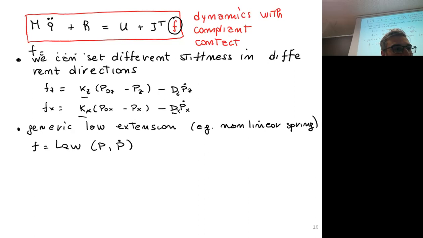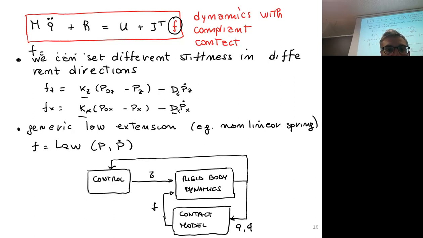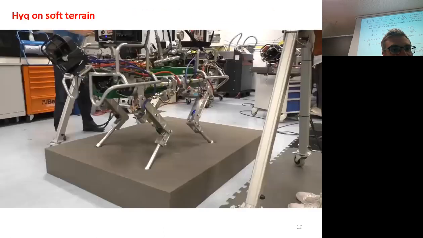It's a nonlinear spring. And in this case, in our simulator, you have the equation of rigid body dynamics, and you have the contact model that receives the states, computes the force, and feeds it back to the rigid body dynamics, and then with the control input, computes acceleration, we integrate acceleration, and get the position and the velocity of the joints. So this is how the simulator is set up in this case.